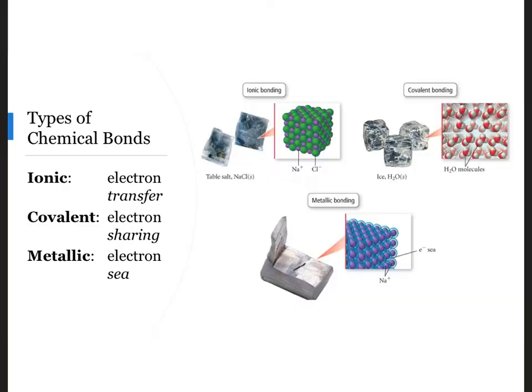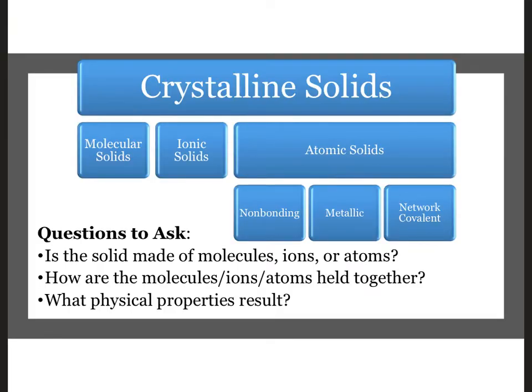Let's begin. The first step in classifying the crystalline solids is to determine if they are made of molecules, ions, or atoms. Next, we need to think about how these components are held together in the solid, both on the intramolecular level, think bond type here, and the intermolecular level, which we'll save for Gen Chem 2.